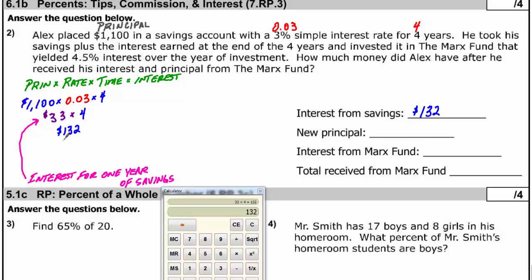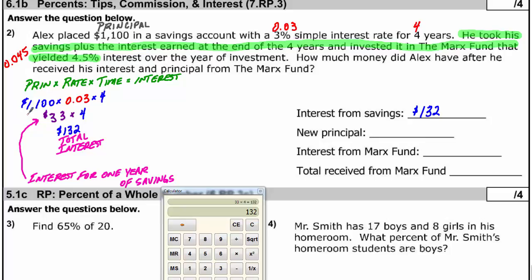Not to be confused with the 132, which is the total interest. Okay, so at the end of the 4 years, Alex takes his money out and he walks it over to the Marks Fund. So at the end of the 4 years, he takes the savings plus the interest and he invests it in the Marks Fund that yields 4.5%.